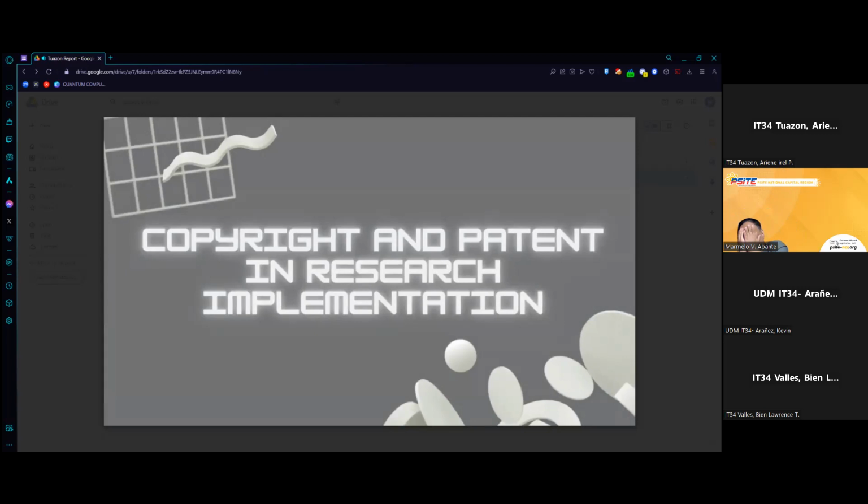Copyright and patent in research implementation. Applying copyright and patent protection to research implementation involves different processes and considerations. It's important to note that copyright and patent protection serve different purposes and cover different aspects of intellectual property. Here's a brief overview of how to apply copyright and patent to a research implementation.